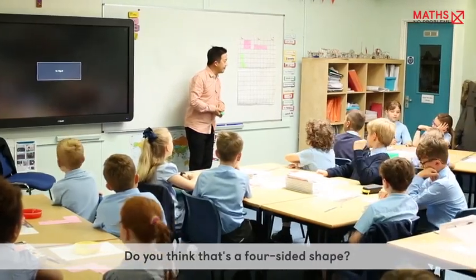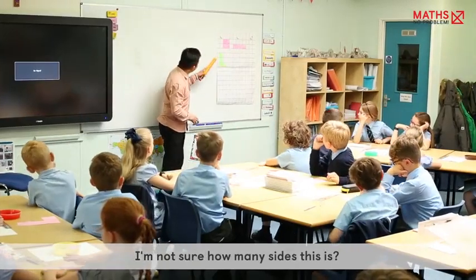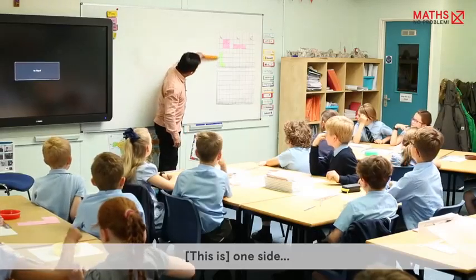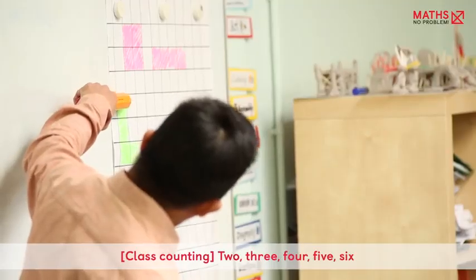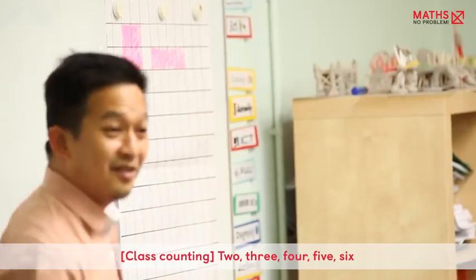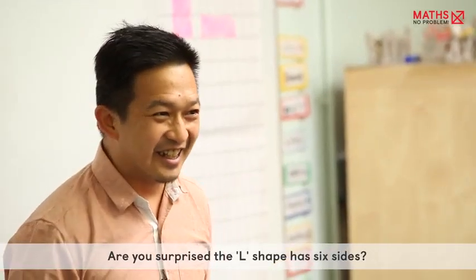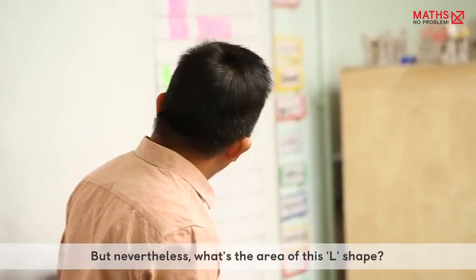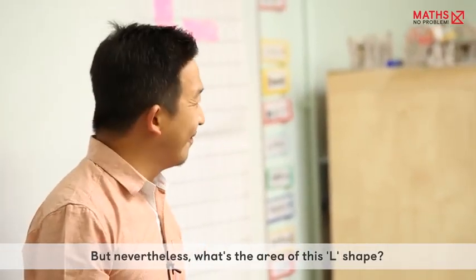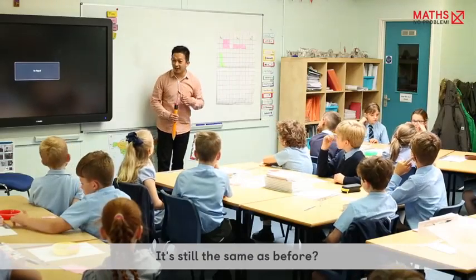Do you think that's a four-sided shape? No, it's five. I'm not sure how many sides this is. How many? Five? 3, 4, 5, 6. Are you surprised the L shape has 6 sides? But nevertheless, what's the area of this L shape? 4 square units, isn't it? Still the same as before?